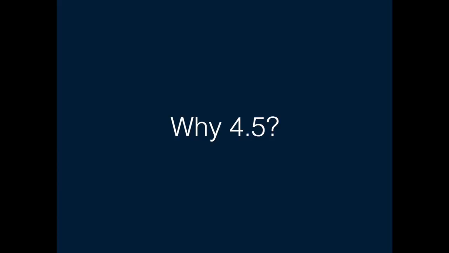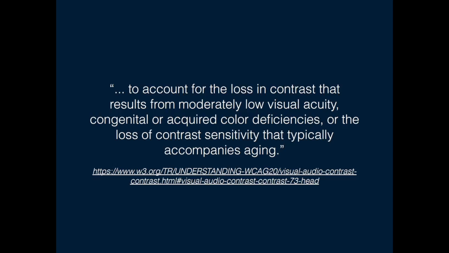So you might be wondering, why did they choose 4.5 as the ratio? Well, according to the W3C, it's to account for the loss in contrast that results from moderately low visual acuity, congenital or acquired color deficiencies, or the loss of contrast sensitivity that typically accompanies aging. It goes on to say that this basically means someone with 20/40 vision. Someone with 20/40 vision is commonly thought of as having the acuity of someone who is about 80 years old.